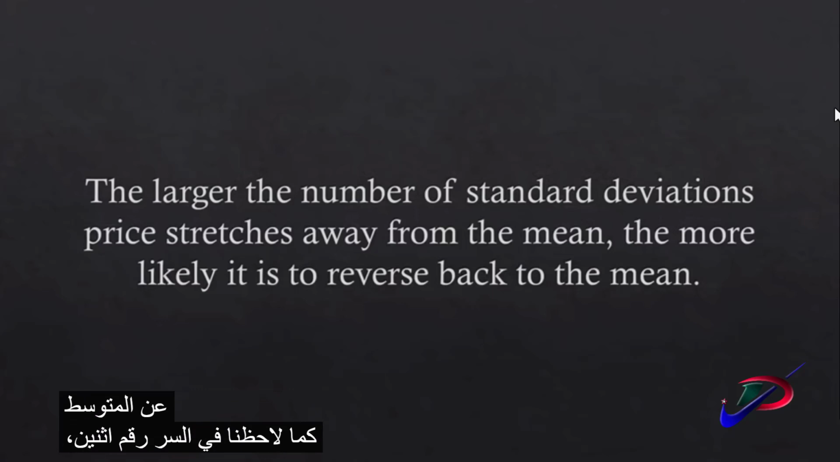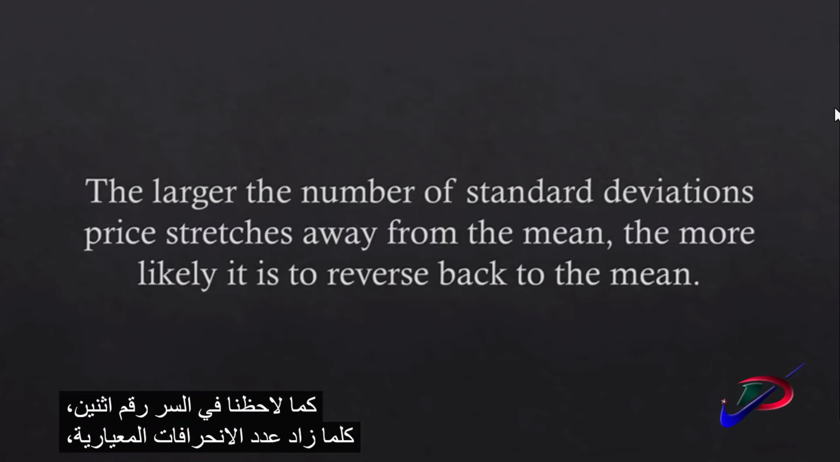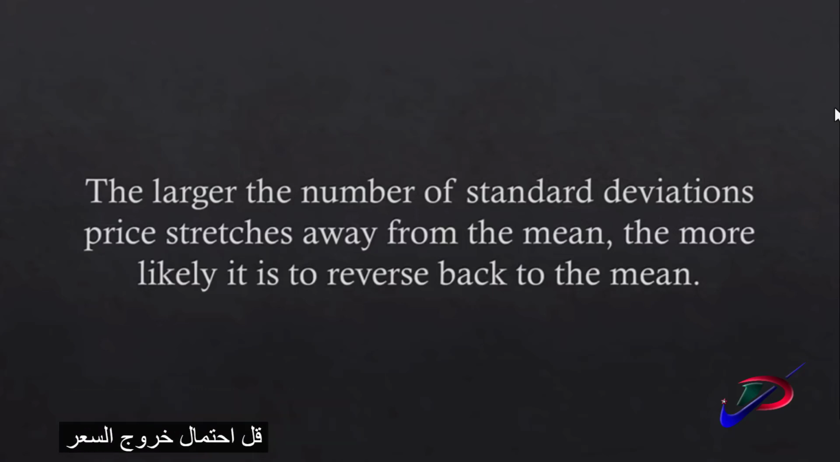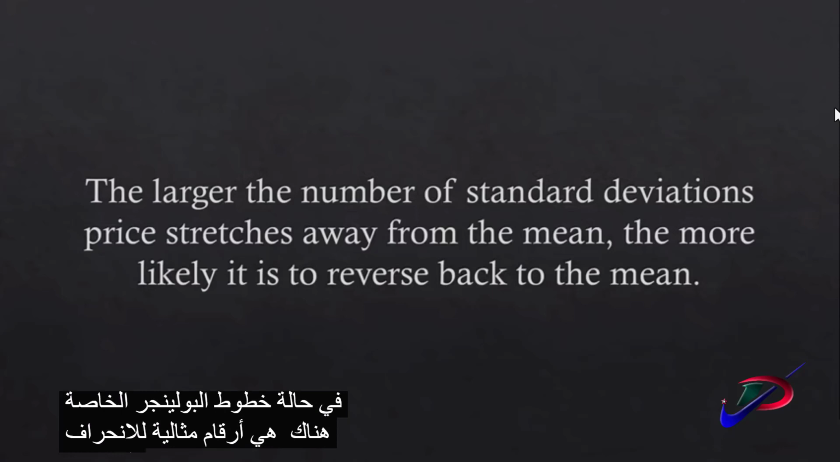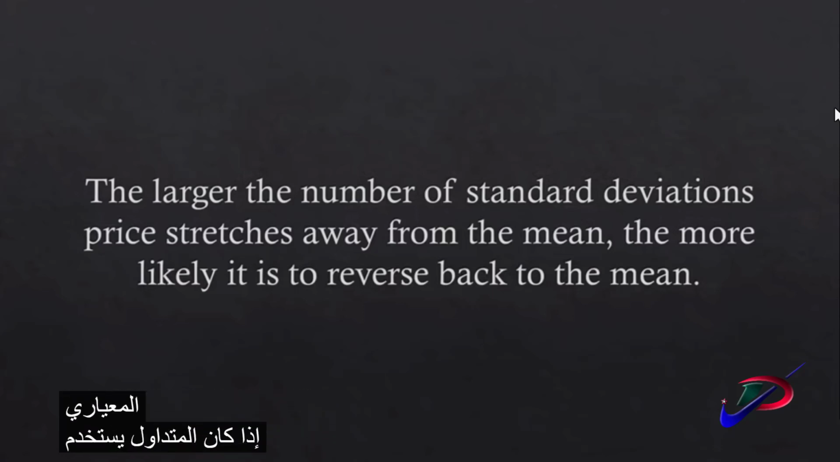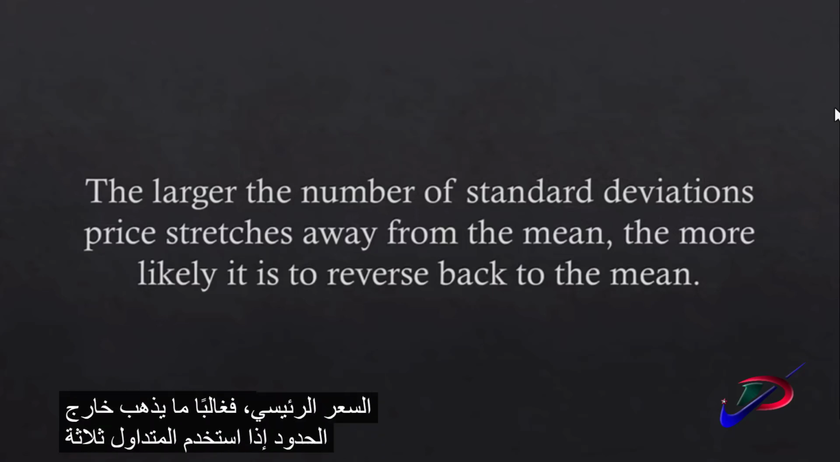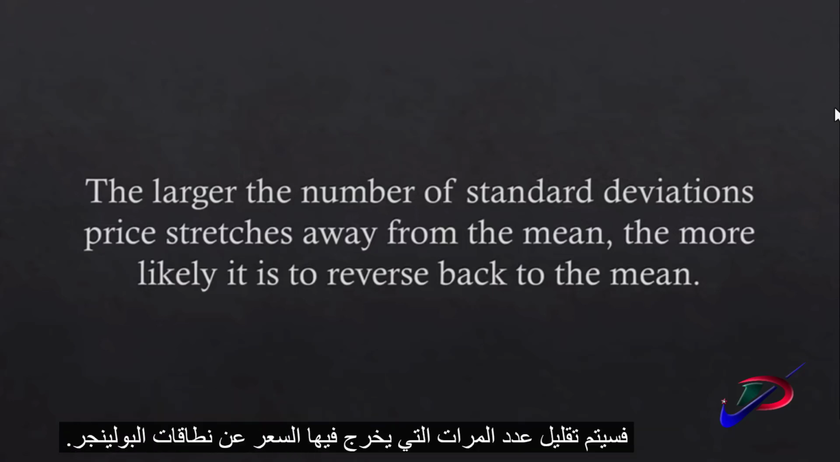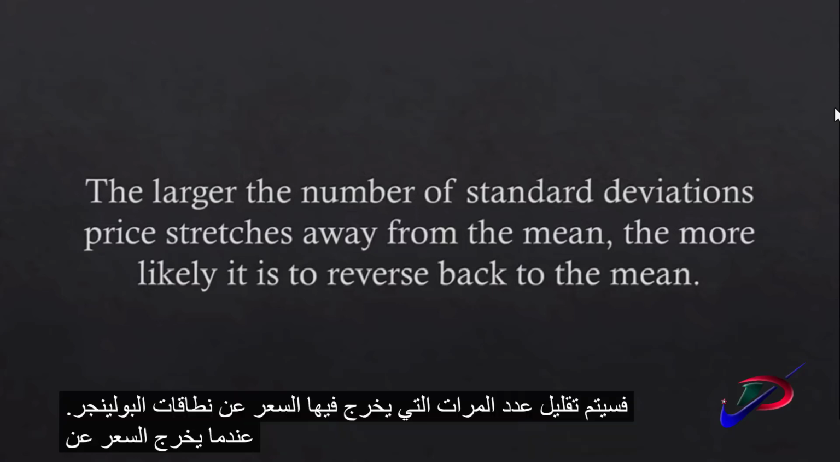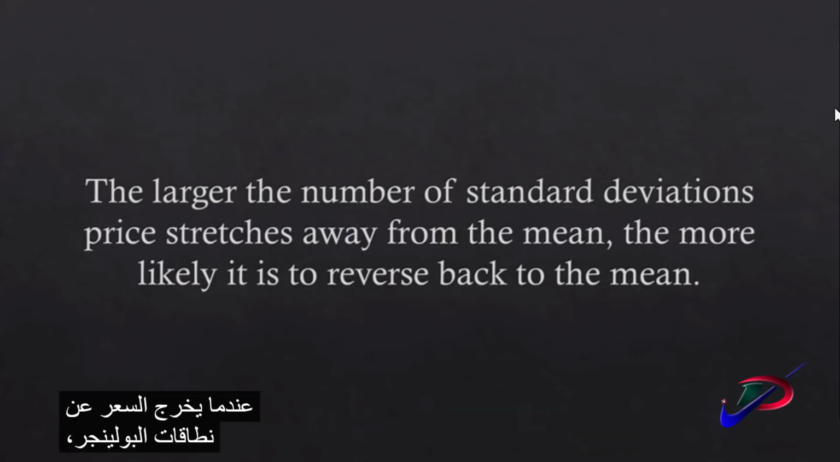Like we observed in secret number 2, the higher the number of standard deviations, the less likely it is that price goes outside the Bollinger Bands. In the particular case of the Bollinger Bands, there are optimal numbers for the standard deviation. If the trader uses 2 standard deviations from the mean, price will often go outside the boundaries. If the trader uses 3 standard deviations from the mean, the number of times that price goes out of the Bollinger Bands will be reduced. However, when price does go out the Bollinger Bands, it will have a bigger chance of reversing at that point.